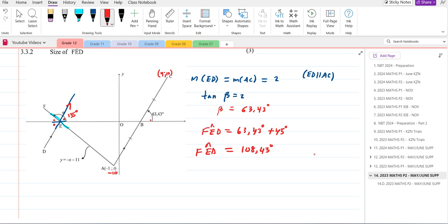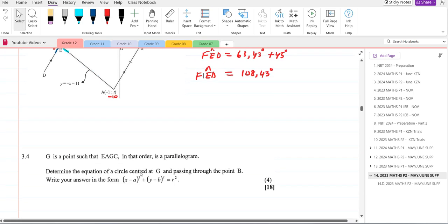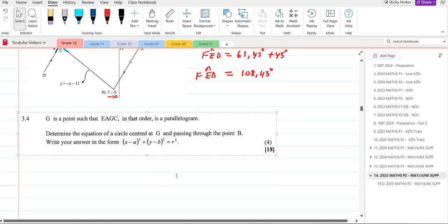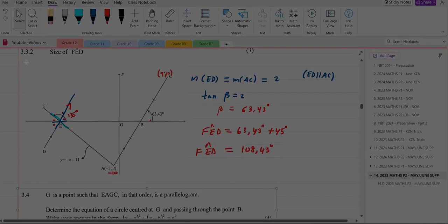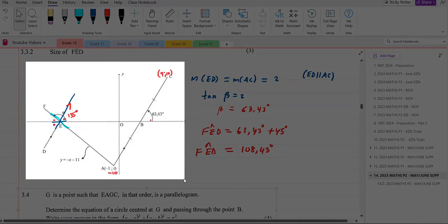Next question. Let's see what we want to find. G is a point on... EAGC in that order is a parallelogram. Determine the equation of the circle centered at G and passing through the point B. What are they talking about here? Let's see.